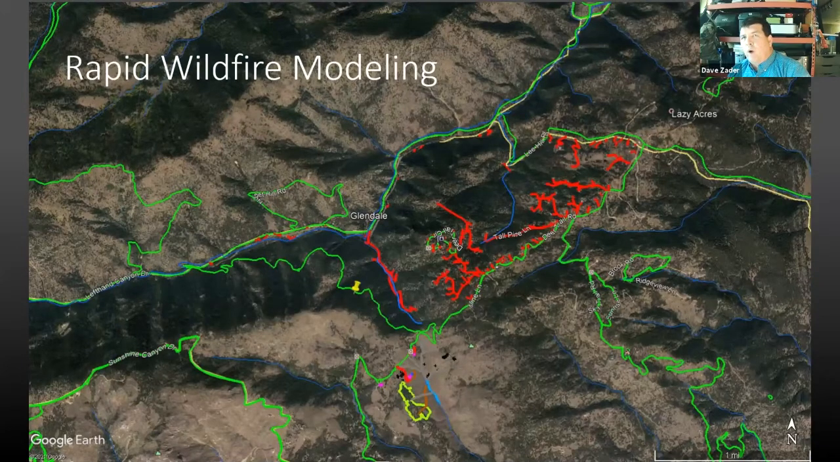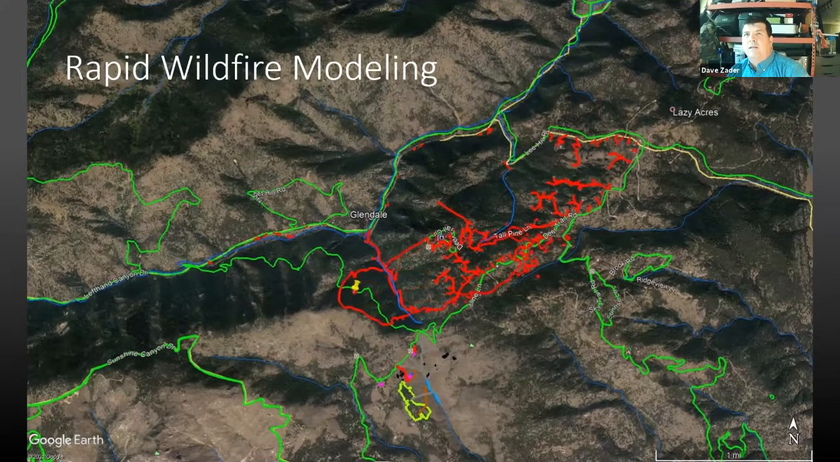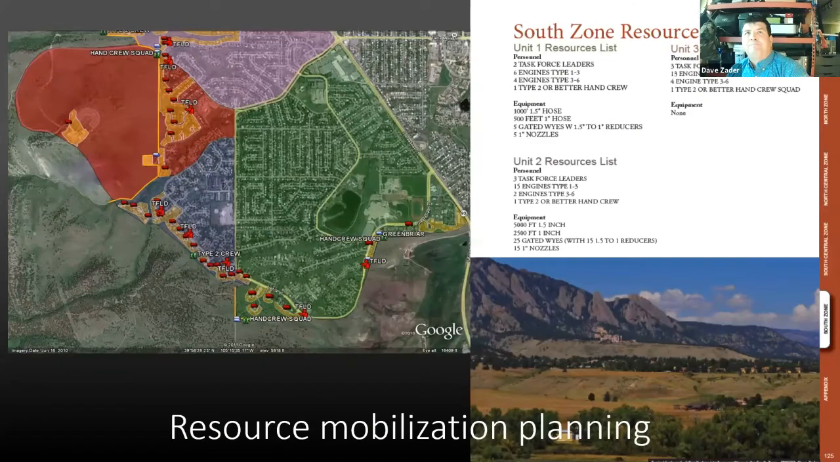This is a program called Wildfire out of UCSD, where they can give us a perimeter based on FARSITE in a very short amount of time, and give us a progression map out to 6 hours from the initial point. We can also look at resource mobilization based on those polygons. How many resources do I need to protect the values at risk within that polygon?